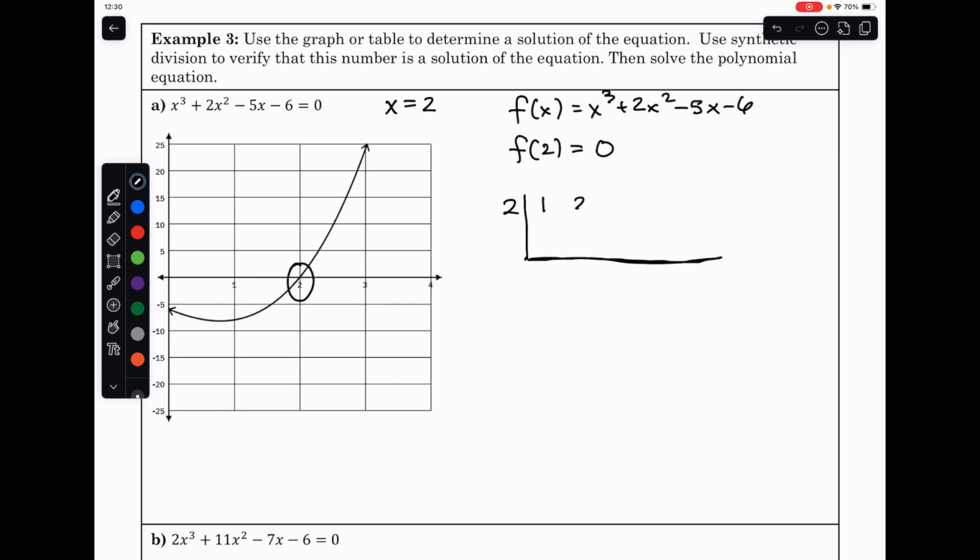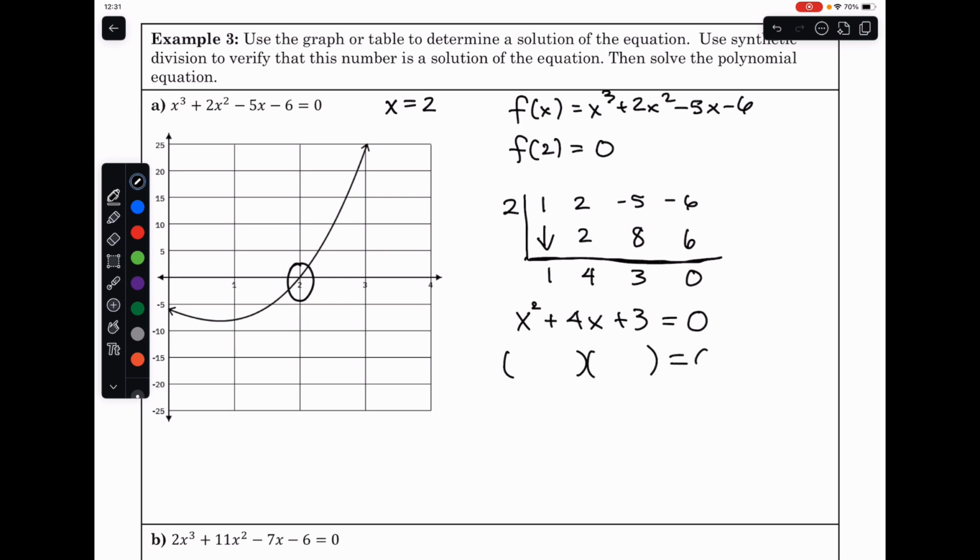So 1, 2, -5, -6, bring down the 1, multiply, that's 4, multiply, that's 3, multiply, and again that equals 0. So now with this quadratic equation, x squared plus 4x plus 3, let's see if we could do this by factoring. Let's find out what makes this equal to 0. And hopefully factoring works and we don't have to use the quadratic formula.